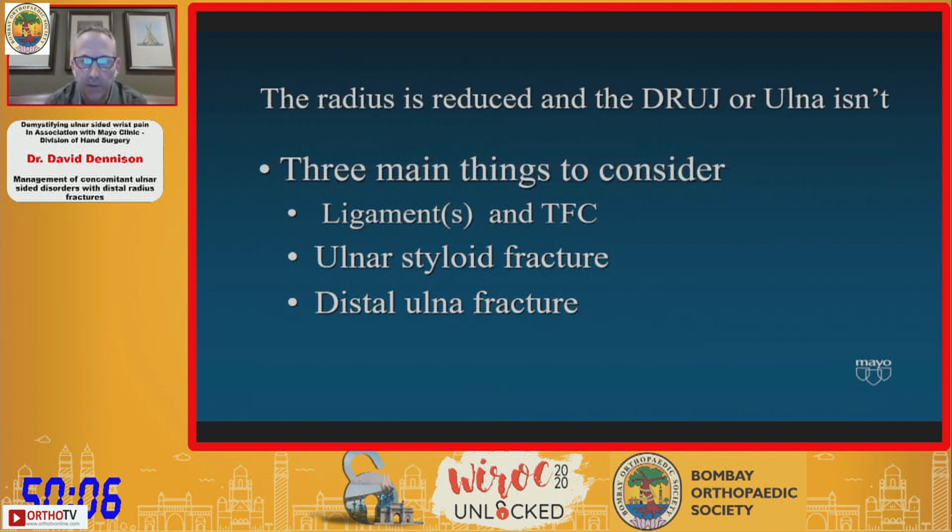And thinking about everything Dr. Berger taught us and reviewed with us tonight, the ligaments and the TFC, think about the ulnar styloid fracture and does that matter? And what about the distal ulnar fracture? Do we need to do anything about that as well?